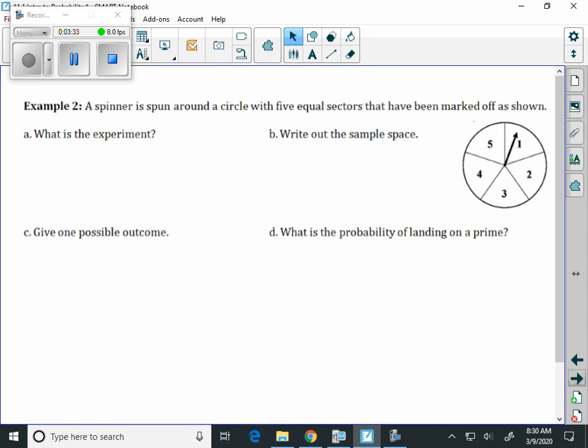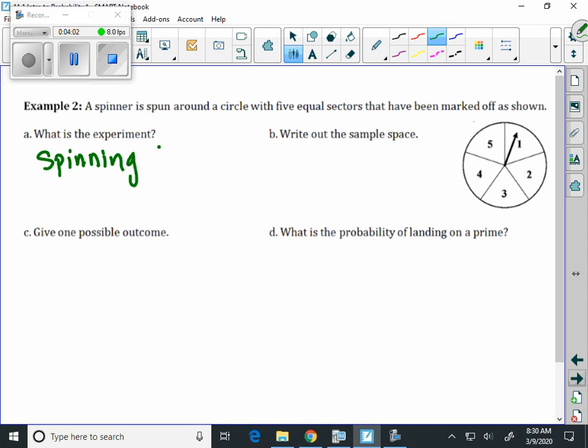So here is a better example to kind of look at our vocab and the basic definition of probability. We are given a spinner that has 5 equal sectors, and the first question is, what is the experiment? Well, it says the spinner is spun. What is the experiment? We're spinning the spinner. That's the experiment. That's how we're going to get some answers here.